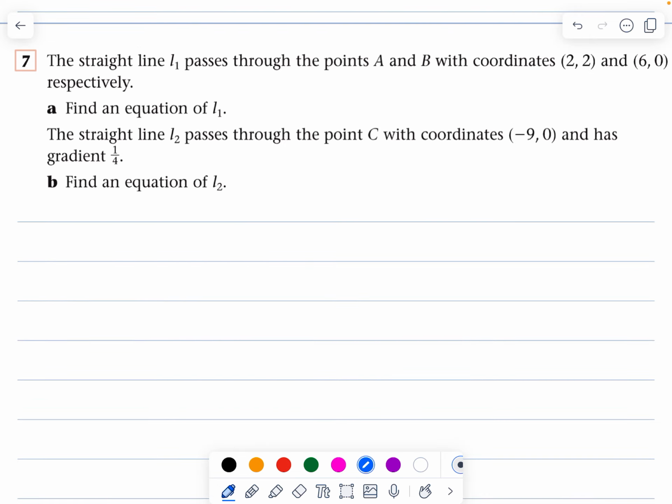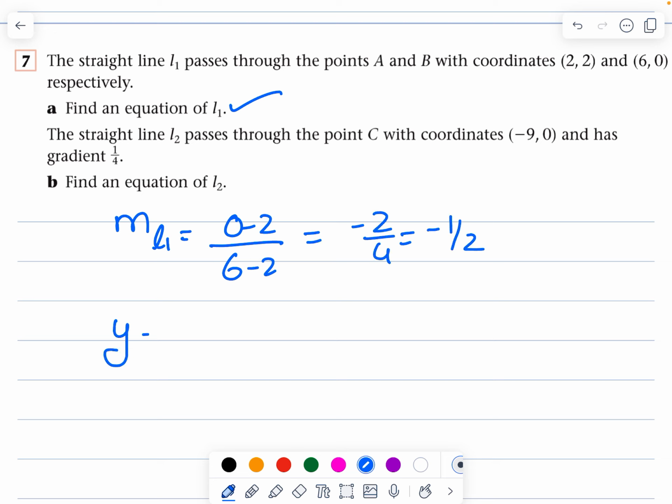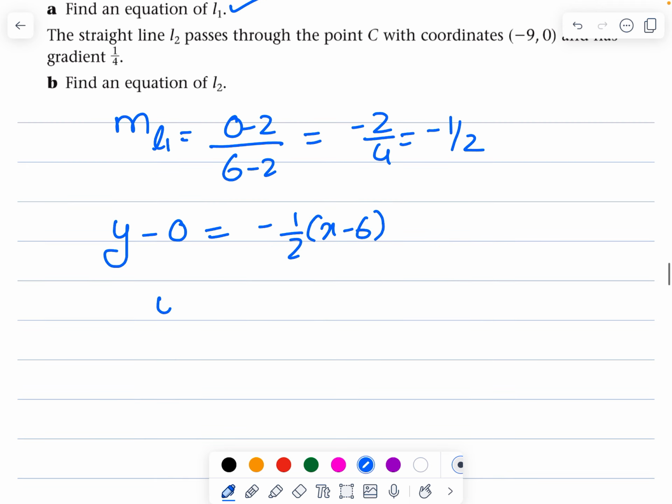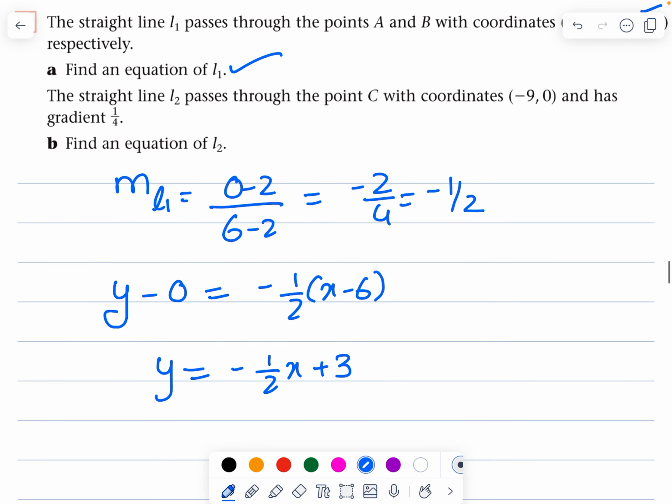Question number 7. The line L1 passes through points A and B. Find the equation of L1. So gradient is y2 minus y1 upon x2 minus x1, which is negative 1 upon 2. So the equation will be, I take this one, y minus y1 equals m times x minus x1. So y equals negative 1 upon 2 x plus 6 upon 2, which is 3.